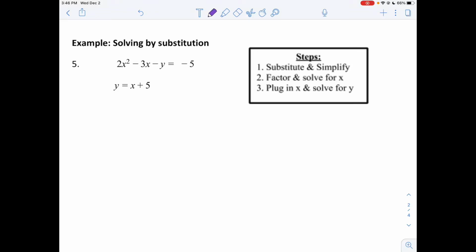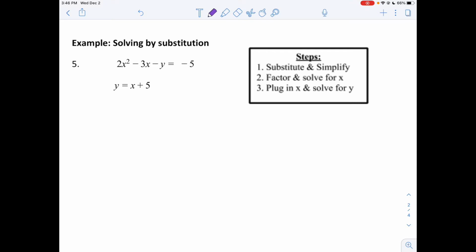We can also solve systems of nonlinear equations without using technology. We can employ substitution or elimination just like we did whenever we did systems of linear equations. So let's take a look at example 5 where we're going to solve by substitution. I notice that my second equation, which happens to be the linear one, is already solved for y. So that makes it really easy to do my substitution.